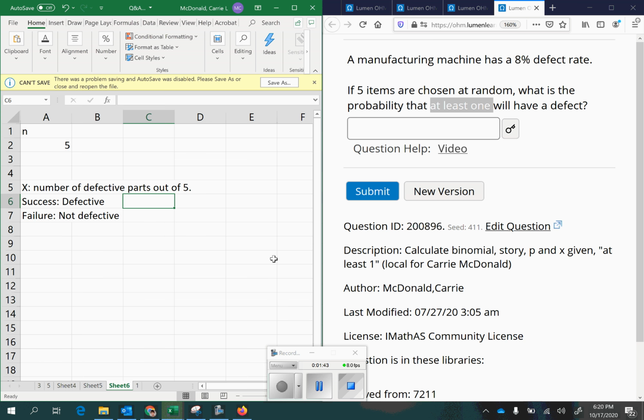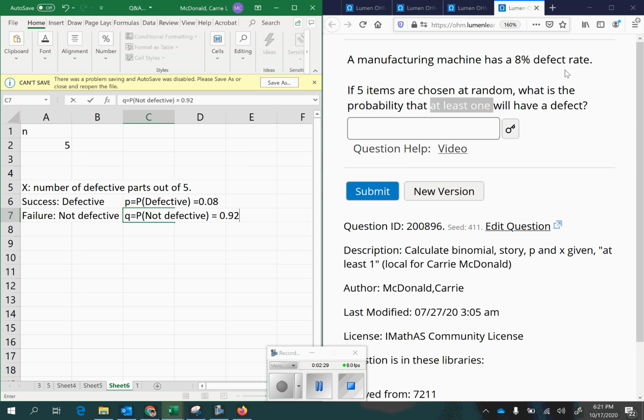So now that we've defined those, the little p that we need for our binomial probability distribution formula would be the probability of success or the probability of a defective item. And they said that this machine has an 8% defect rate. So that would mean the probability is 0.08. And the little q, which is the probability of failure, so the probability of not being defective, would then be equal to 1 minus 0.08 because they have to add up to 1. Success and failure, if that's all that can happen, they are complementary.